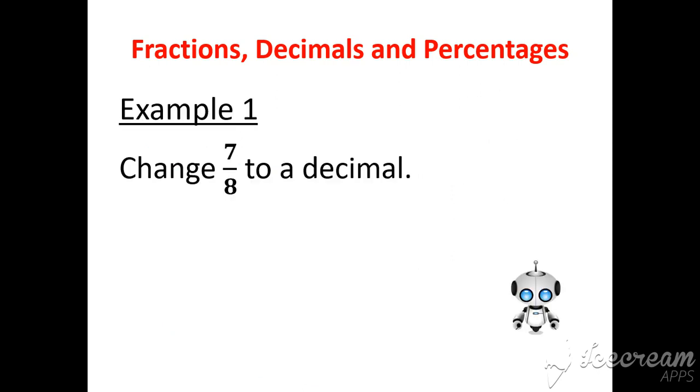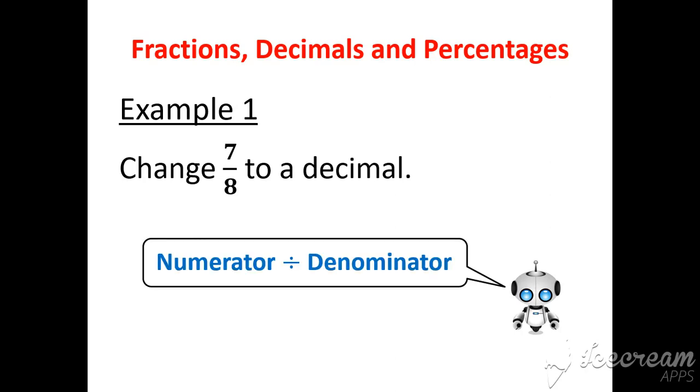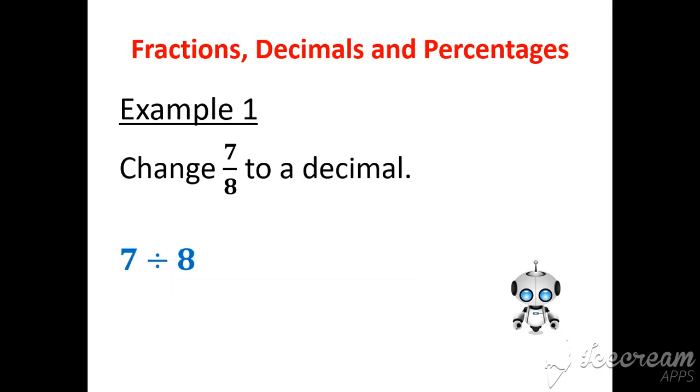Let's go. Example 1. How do I change 7/8 to a decimal? Fraction to a decimal. Well, I just go top number, divide by bottom number. So 7 divided by 8 gives me 0.875. Probably need a calculator for that.